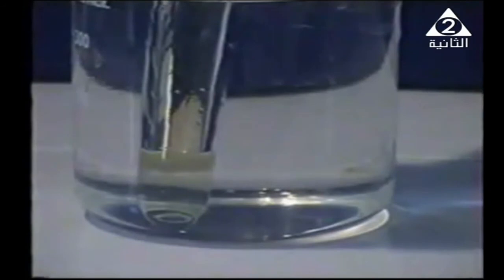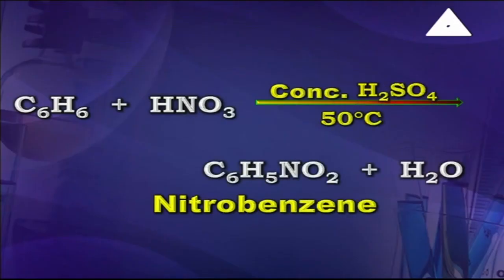As shown on the screen, here is the equation of the reaction: C6H6 plus HNO3 concentrated, in the presence of concentrated sulfuric acid at 50 degrees Celsius, giving C6H5NO2, nitrobenzene, and water is produced.